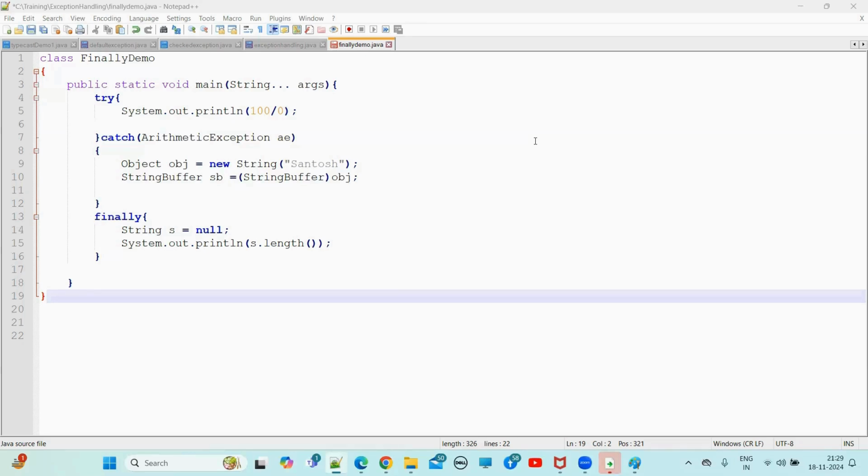This is definitely a tricky interview question. If you have experience like 6 years, 7 years, 5 years, 4 years, 3 years, 2 years, people may ask you. Even freshers, they can test you. See here, public static void main, String args. What I'm trying to do is System.out.println 100 divided by 0. So 100 divided by 0 means what? Arithmetic exception, right?